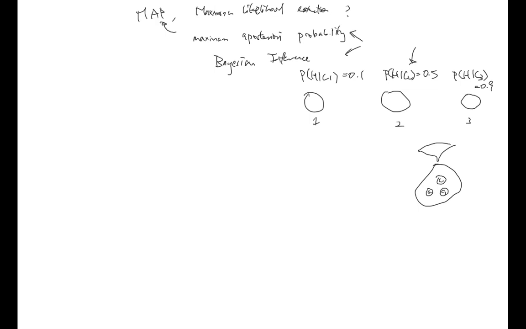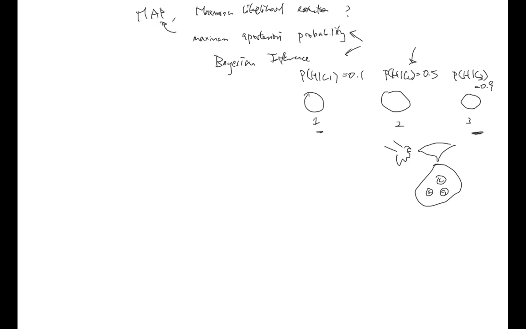Now I draw one coin from the bag and flip it, maybe multiple times. Based on the outcome, I try to estimate which coin I have. If I flip the coin 10 times and get 10 heads, then it's very likely that I have coin 3, because coin 3 is biased to have a very high probability of heads. And if I got all tails, then most likely I have coin 1.